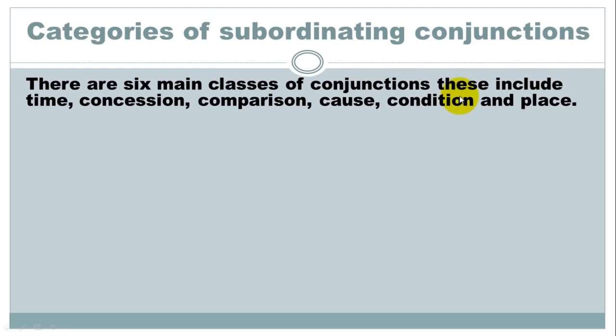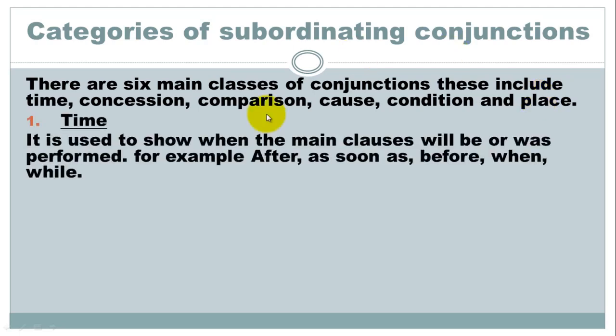The ones you're going to learn today include time, and the ones you will learn in secondary include concession, comparison, cause, condition, and place. These are the categories of subordinating conjunctions. There are 6, but we're going to learn only 3, which are based on our syllabus. The first one is time. We're going to see subordinating conjunctions which show time.